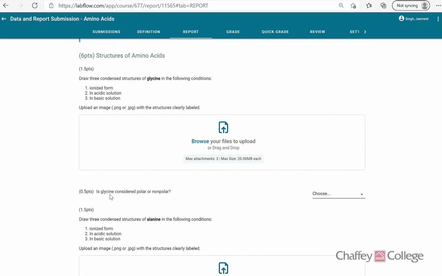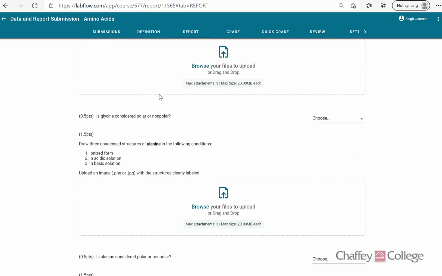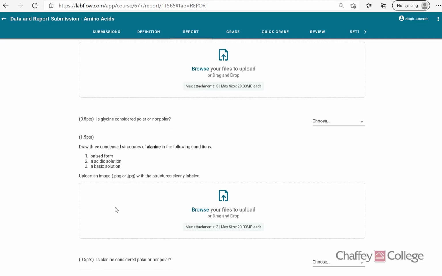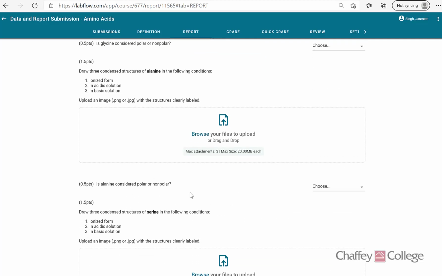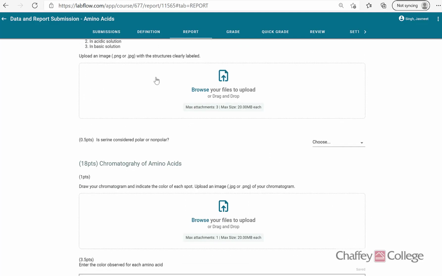And then you have to find if glycine is polar or non-polar. Again, this information is given in the PDF file in that table, and whatever you find, just select that. After glycine, you have to do the same thing for alanine and then for serine. So these 3 amino acid structures have to be drawn in ionized form, acidic solution form, as well as in basic solution. And then you have to find out whether they are polar or non-polar. And this should be the first section of your lab report.